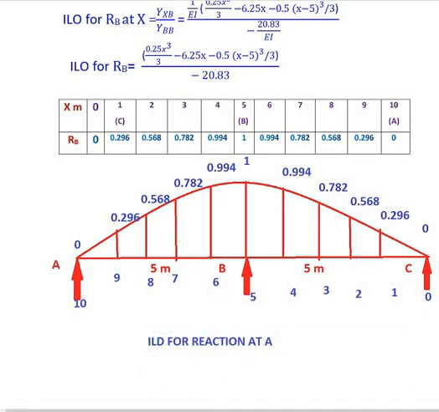Hence by using the Muller-Breslau principle we have solved an indeterminate beam structure, which is a continuous beam. Basically this states that the influence line will be represented by the deflection of the load line. So in this method we have to apply a displacement corresponding to this function and solve the statically indeterminate structure. Thus it will be like an elastic curve.